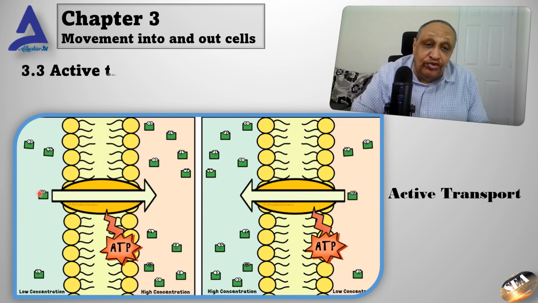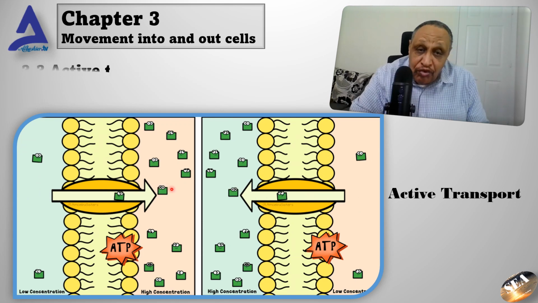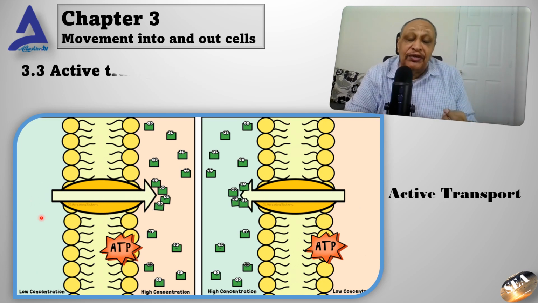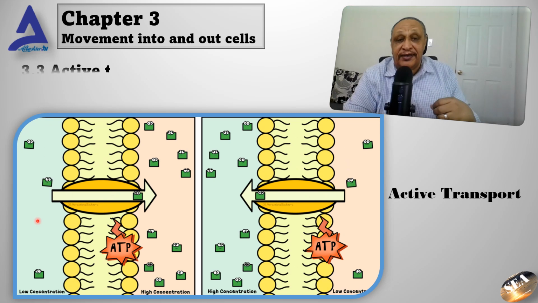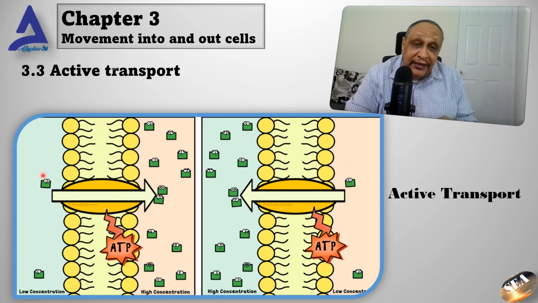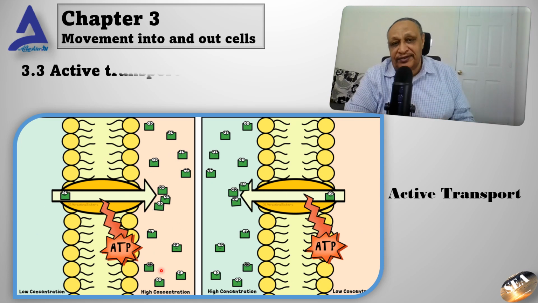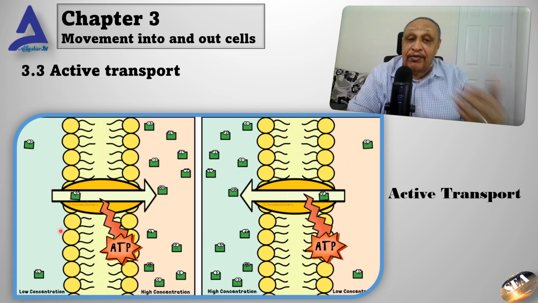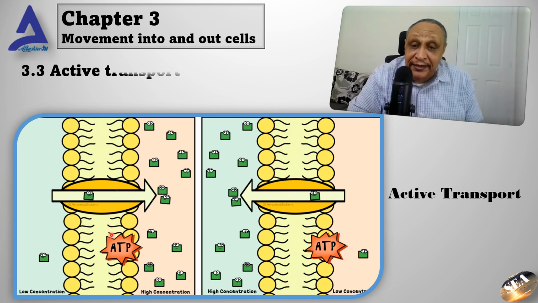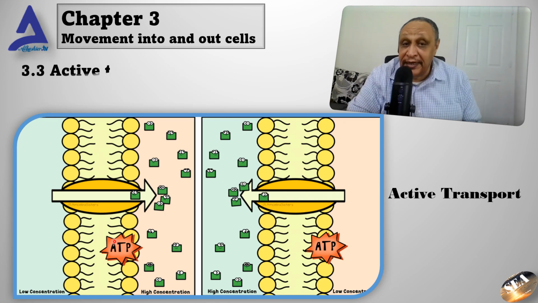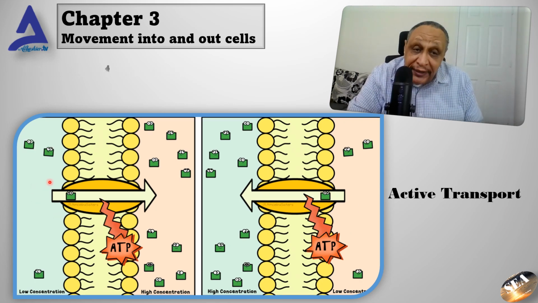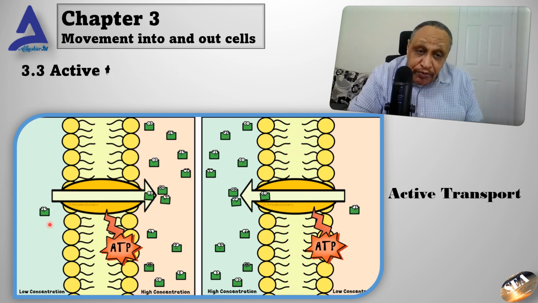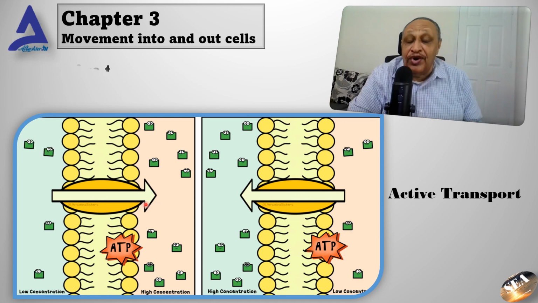However, we would like to take this out of the cell towards the high concentration gradient. So we move this molecule against the concentration gradient, from the low concentration to the high concentration. It cannot happen just like this. It needs some requirements. First, it needs ATP, energy, because you want to push this molecule to go out to the high concentration.